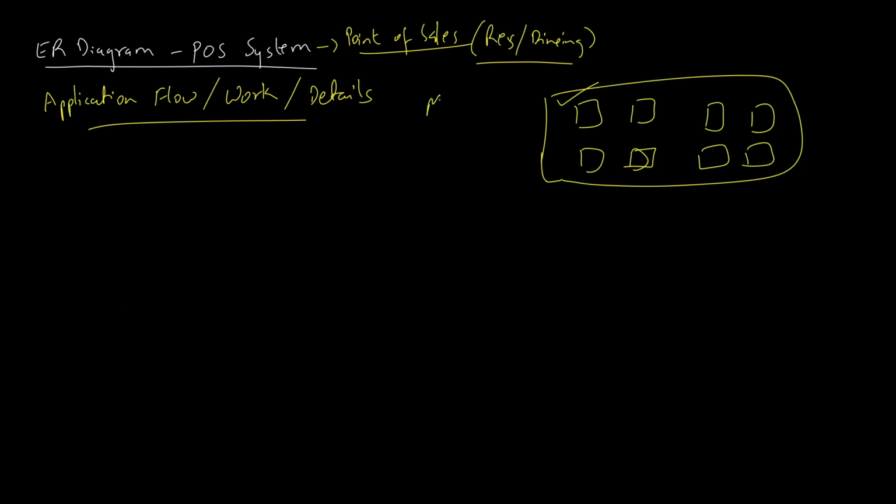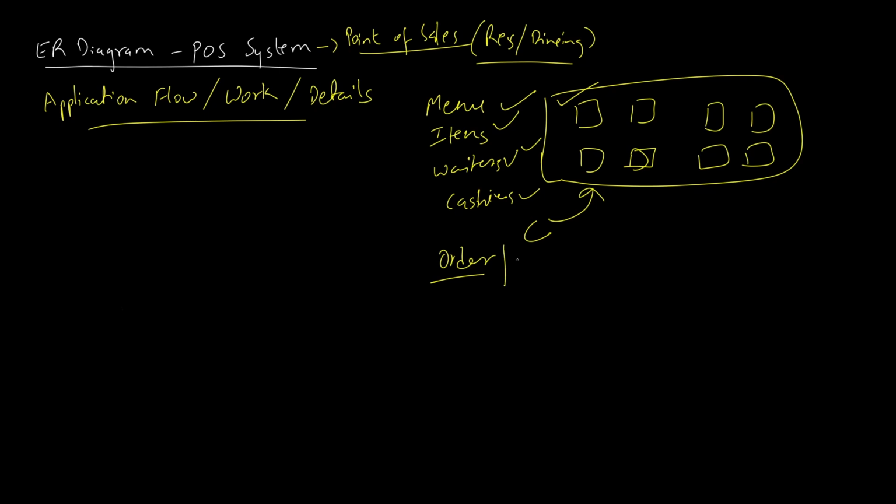Then we have menu items. These two are again master data. Then there'll be something called waiters or cashiers, right? All these things will be the master data. Later on, when a customer walks in, he will be able to place an order, right? The order will be placed, then they can add to the order, they can subtract from the order.